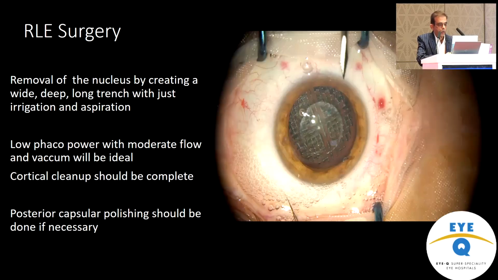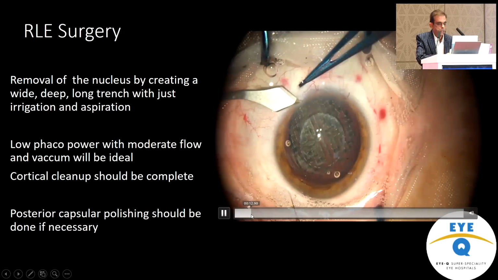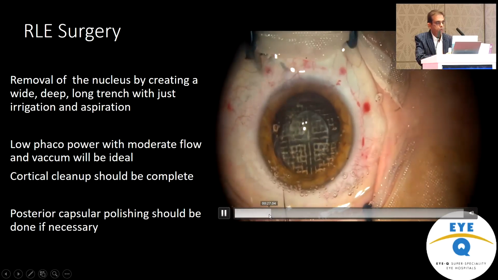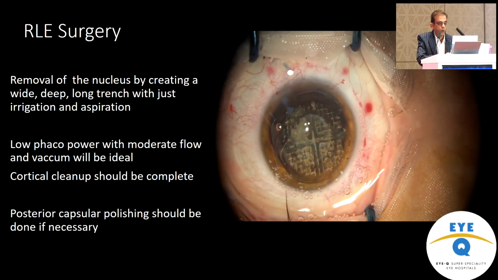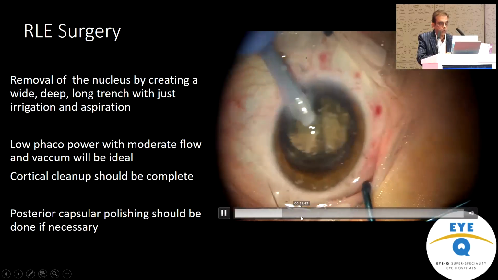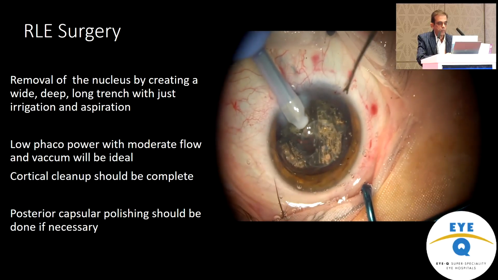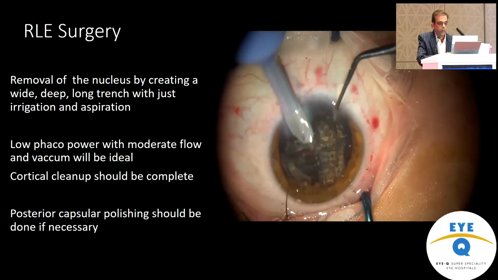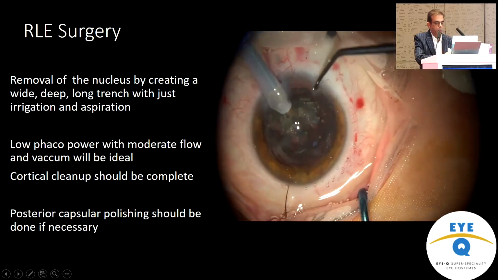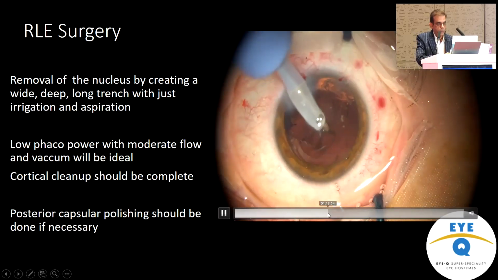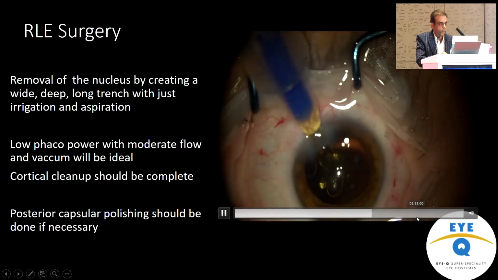Just to show a normal refractive lens exchange, it is just like a normal surgery. This is a post-femto case, and removal of the nucleus should be done very nicely, and low phaco power modes are very important here. If you see, it is only the vacuum we are creating, and with that vacuum we can take out the nucleus. But you have to be very careful, because even at low vacuum you have chances of rupture of the posterior capsule if you are not proper in handling it. Then we take out the cortex and implant the lens.